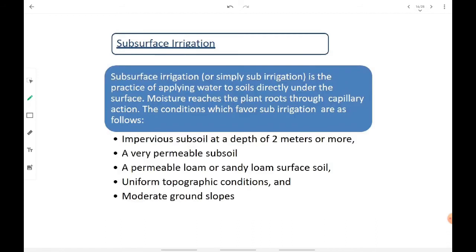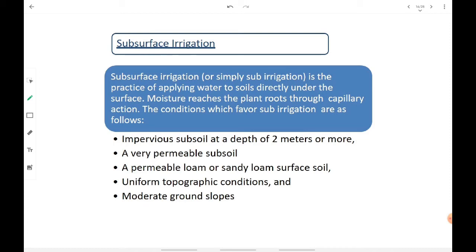Then subsurface irrigation, or simply sub irrigation, is the practice of applying water to soil directly under the surface. Moisture reaches the plant roots through capillary action. The conditions which favor sub irrigation are as follows. What are the requirements for using subsurface irrigation?